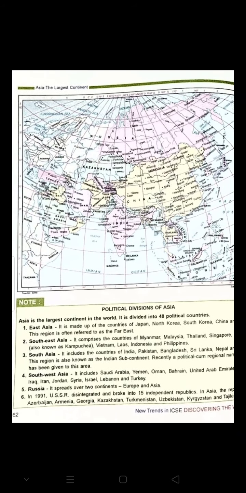Now we can see in the green box which says that Asia is the largest continent. Next page, page number 62. It is divided into 48 political countries. Now East Asia, they have mentioned the names of the countries in which East Asia is there. Japan, North Korea, South Korea, China, Taiwan, all these are East Asia.